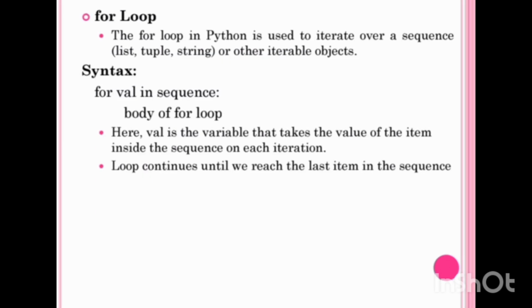Next, for loop. It is used to iterate over a sequence or other iterable objects, that is list, tuple, string. The syntax is for value in sequence, then statement. Here val is the variable that takes the value of the item inside the sequence on each iteration. The loop continues until we reach the last item in the sequence.